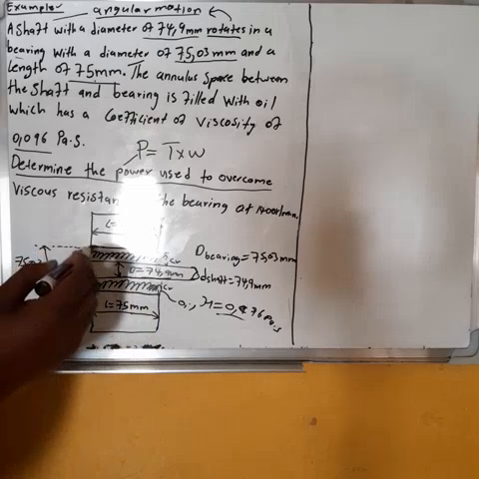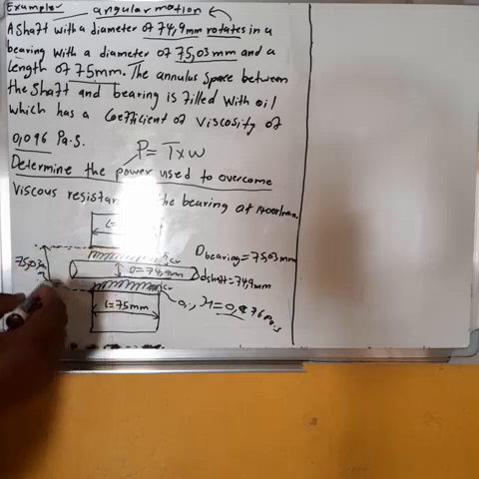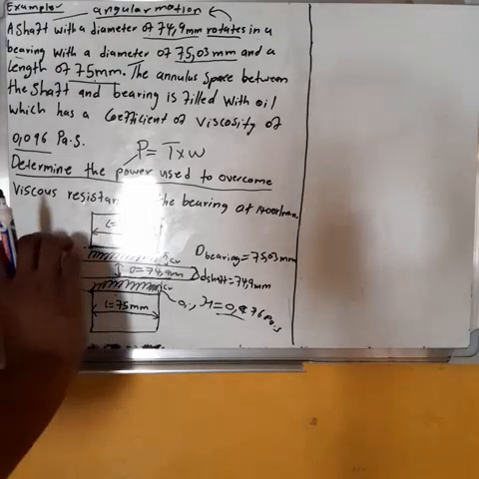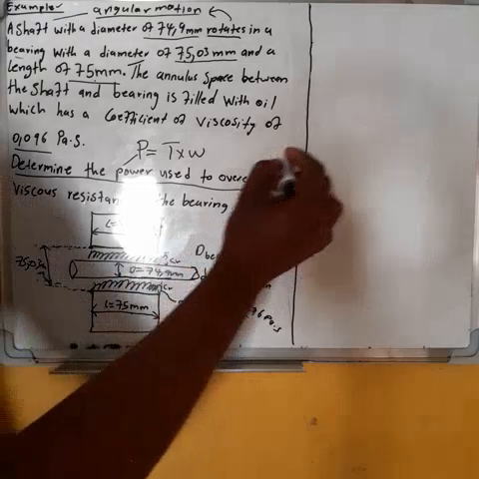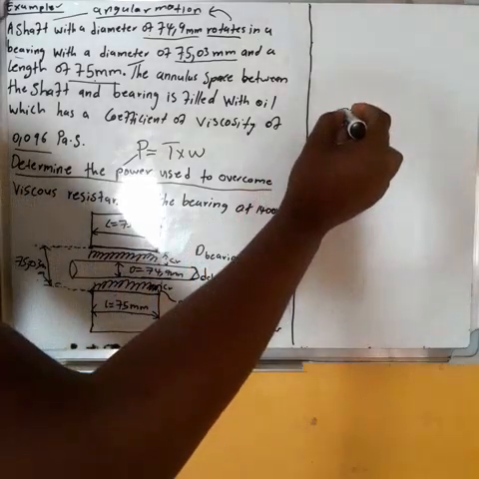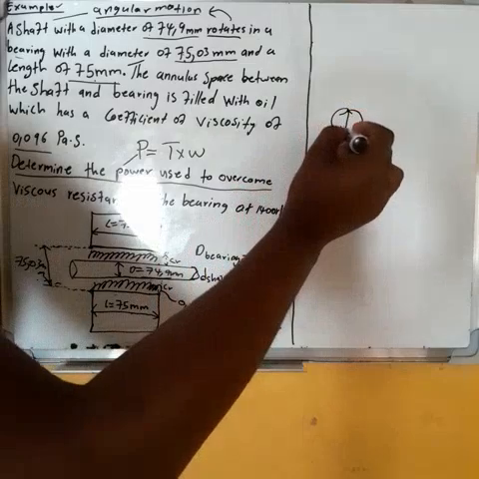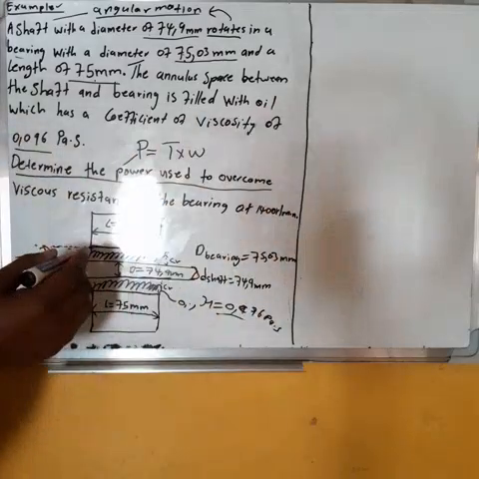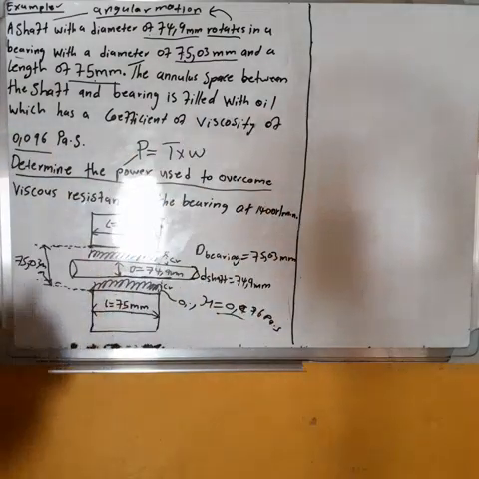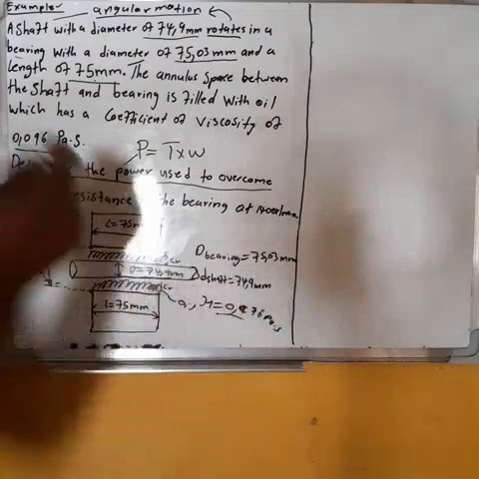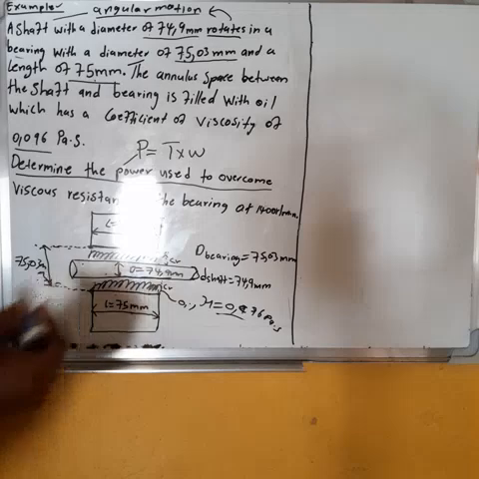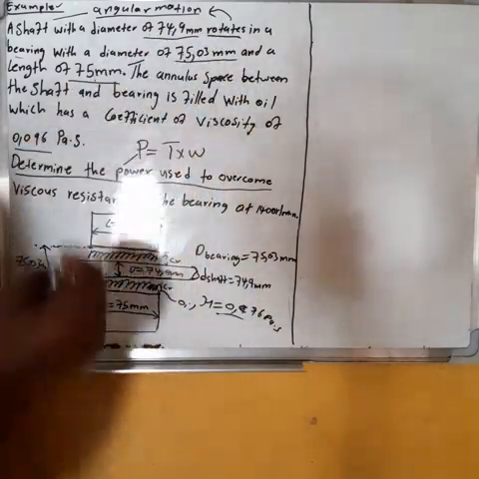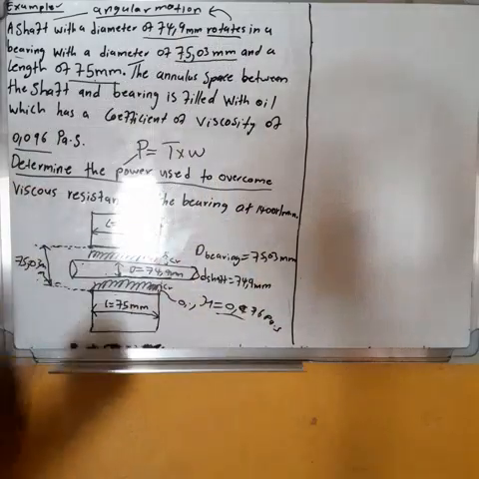Because you're looking at the internal diameter, it is usually this part. If you have a bearing, we take this diameter right here. It's a bearing. Then there's a shaft. Here is the shaft. We've depicted that shaft with a diameter of 74.9 millimeters. This is the shaft, and it's rotating on the bearing.